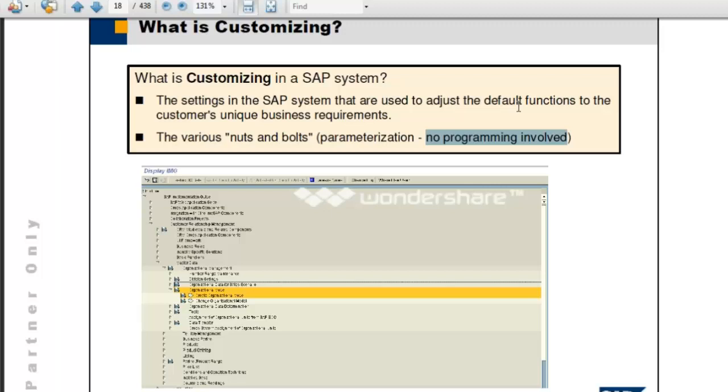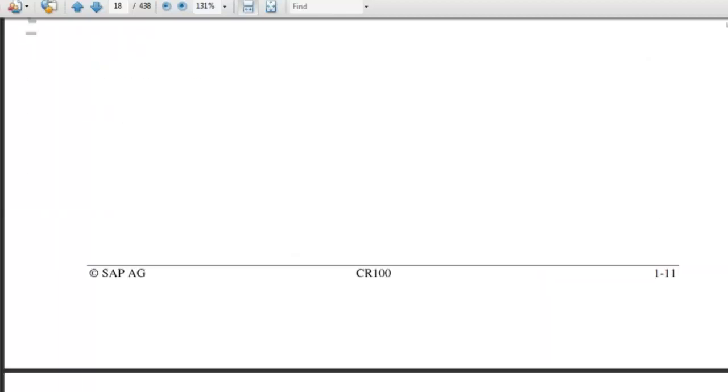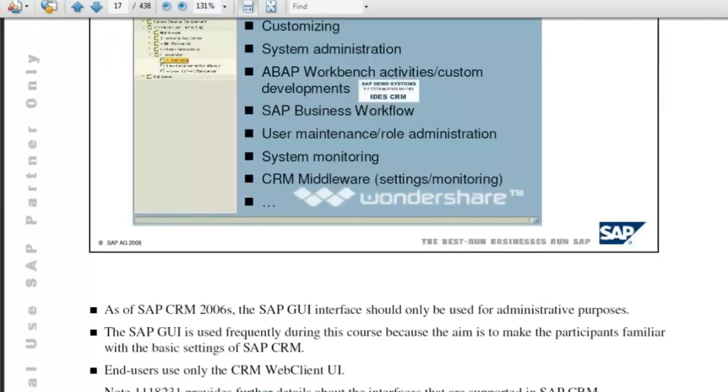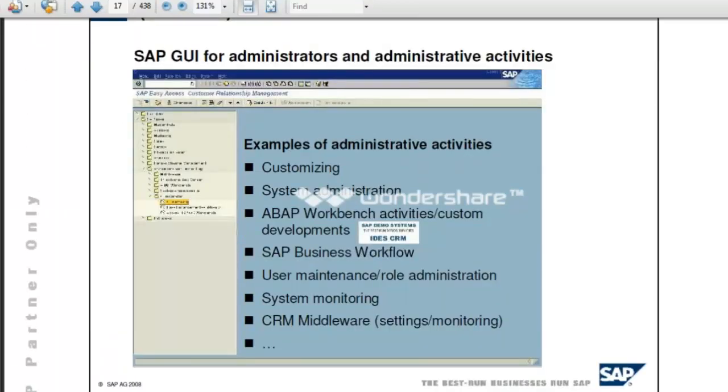So many people ask how long CRM is going to exist. CRM has been there since civilizations, not today's mechanism like what we are talking about. Coming to customizing, as I said, there are three interfaces. Customizing is one, which I've discussed, and part two will be the GUI, the graphical user interface.